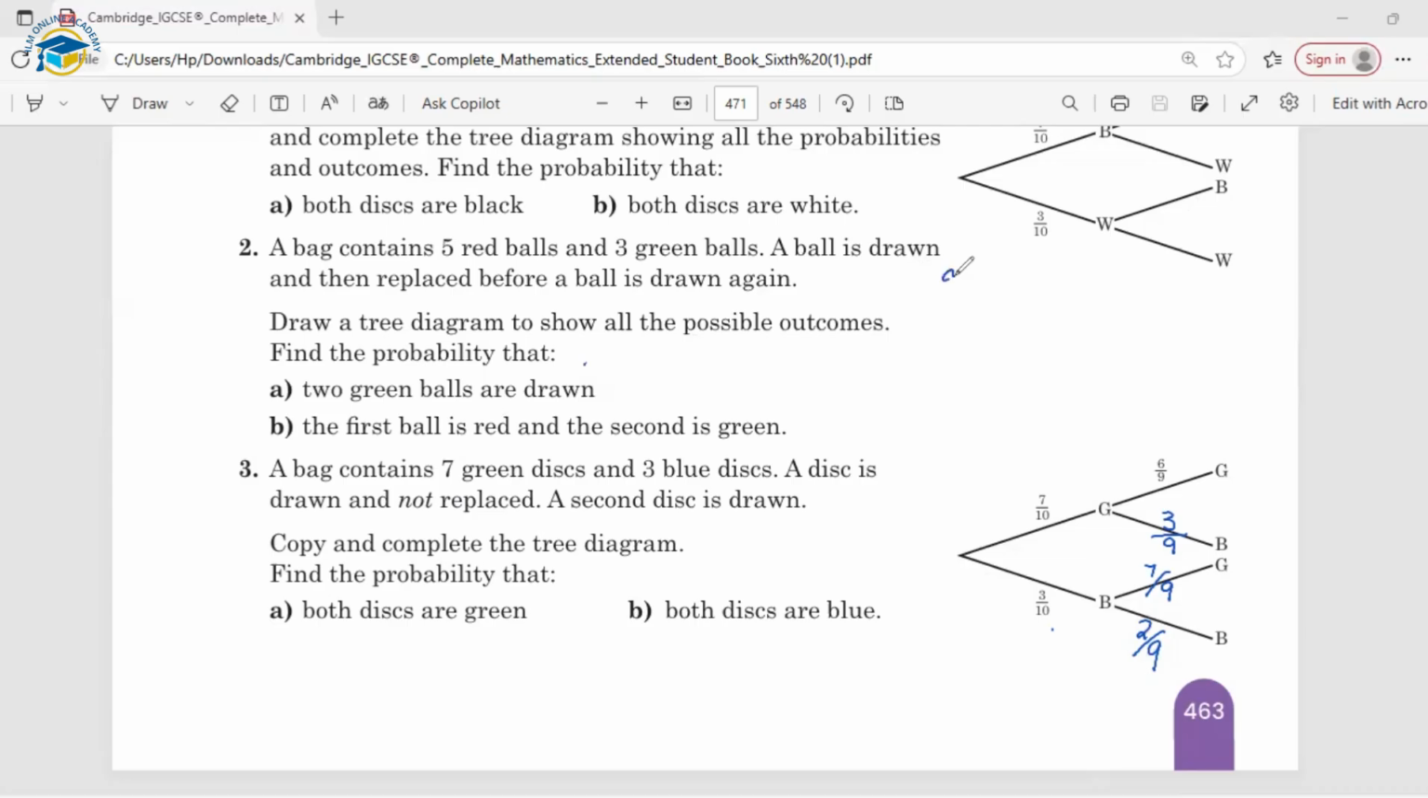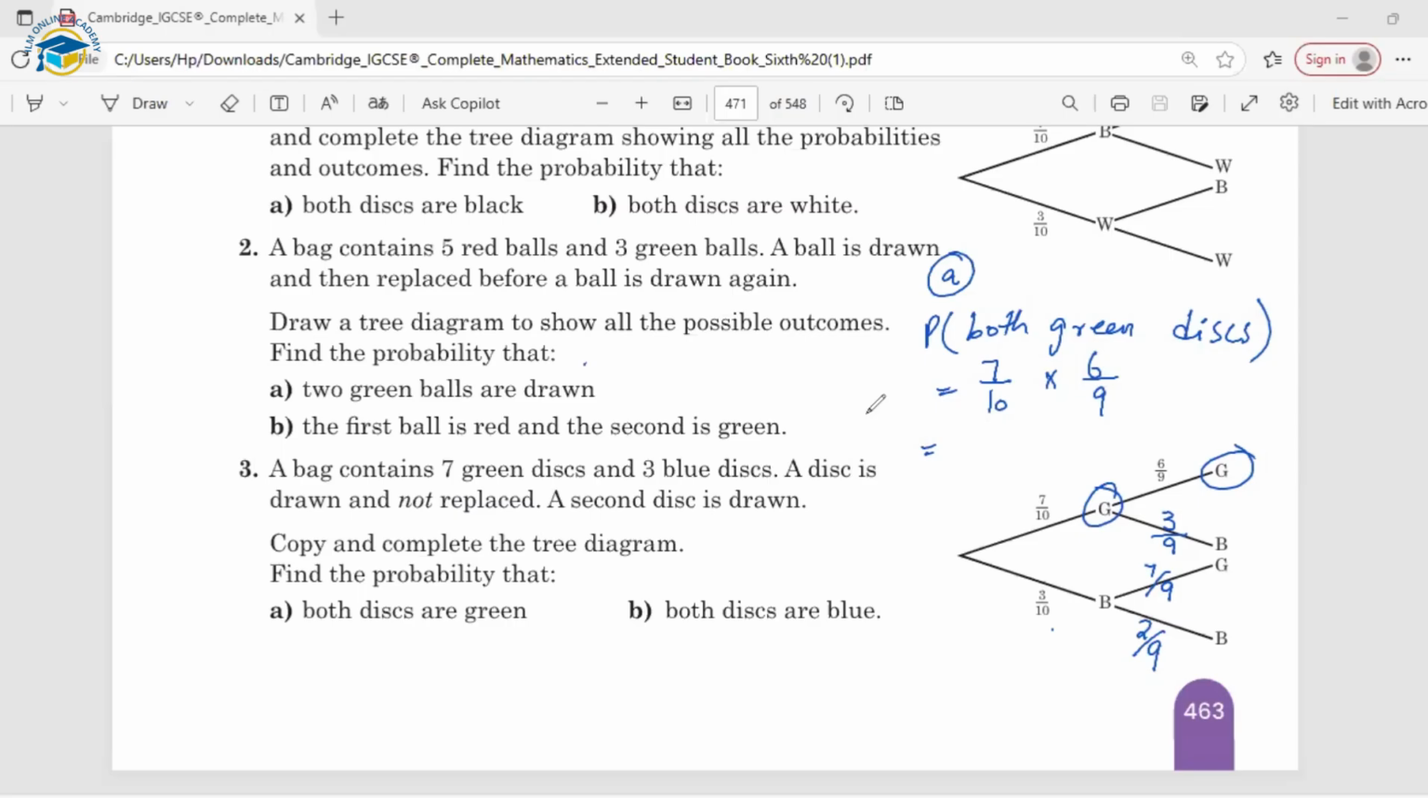So next in the A part, we need to find the probability both discs are green. Probability of both green discs. So green discs here and here. First is 7/10. Next is 6/9. Simply you need to multiply together. One thing in tree diagrams, I will suggest that don't go with simplifications like canceling out the numbers and then multiplying. Just multiply them together and find out the answer. I will show you in the exercise as well.